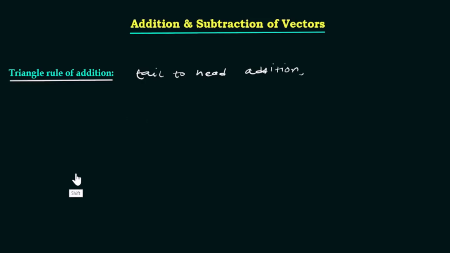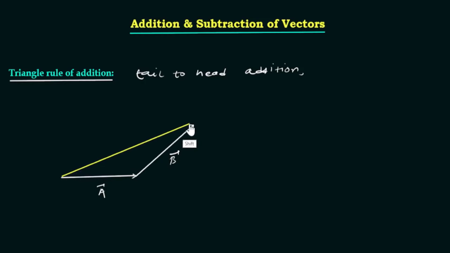Okay, so consider one vector which is A and another vector which is B. If the tail of the first vector is connected to the head of the other vector, it's like this. So this particular vector is known as A plus B, which is our resultant. This is known as the triangle rule of addition. Now, using the triangle rule of addition, I can also define how to subtract two vectors.